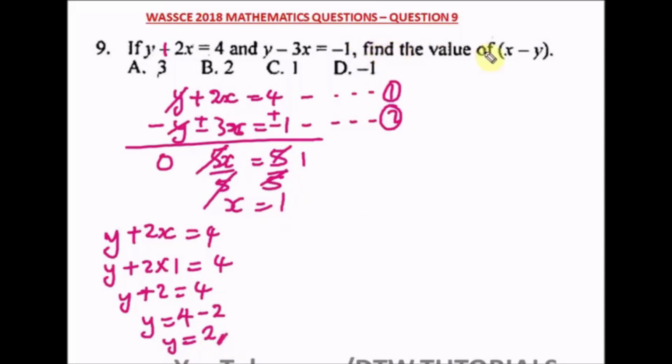So the question says find the value of x minus y. And what is x? x is 1. And what is y? y is 2. So we have 1 minus 2. And what is 1 minus 2? 1 minus 2 will give us a negative 1. Alright, so this is our answer, and our right option here is option D.